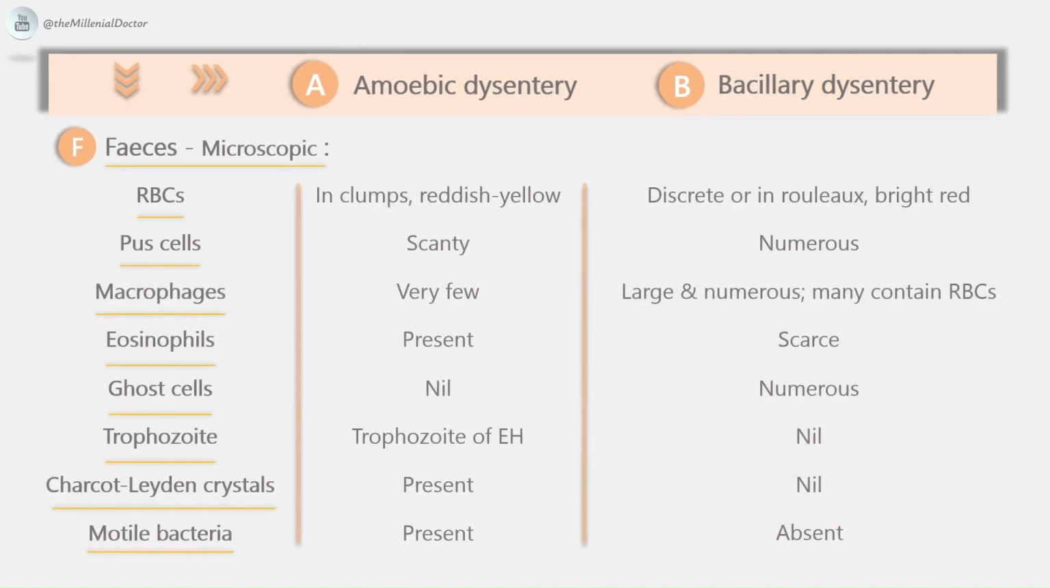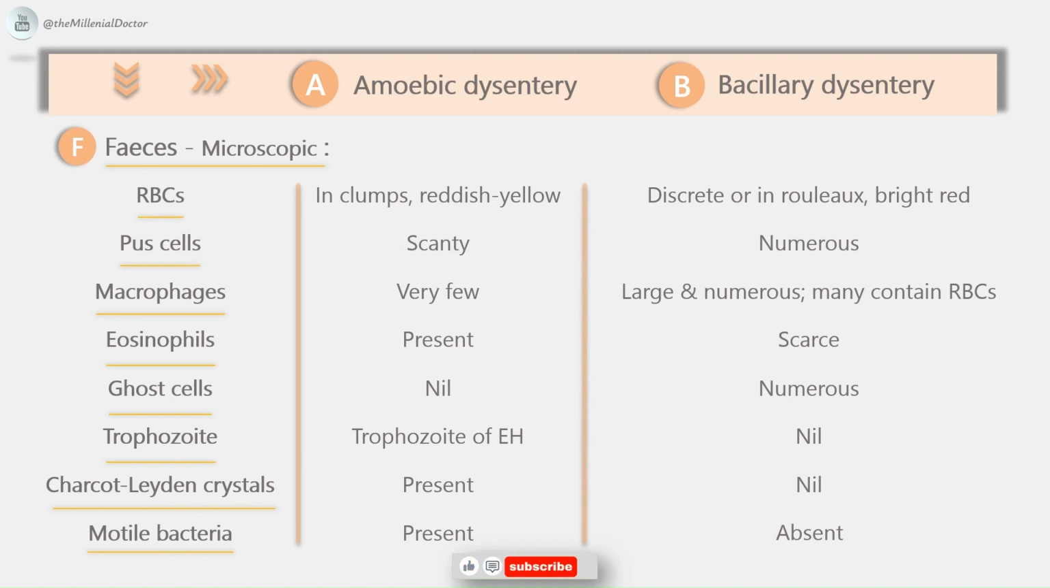Next, the microscopic appearance of feces. We see the presence of RBCs in amoebic dysentery, which are in clumps and reddish yellow in color, whereas in bacillary dysentery they are in discrete or in Rouleaux formation with bright red color. Pus cells are scanty in amoebic dysentery, whereas they are numerous in bacillary dysentery. Macrophages very few in amoebic dysentery, whereas large and numerous with containing RBCs in case of bacillary dysentery. Eosinophils are present in amoebic dysentery and scarce in bacillary dysentery. Ghost cells are nil in amoebic dysentery and numerous in bacillary dysentery.